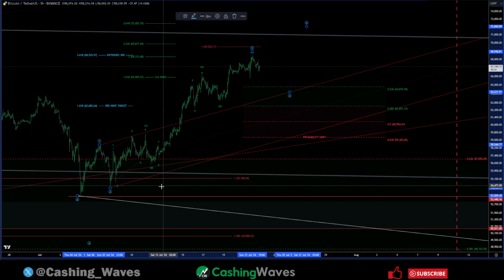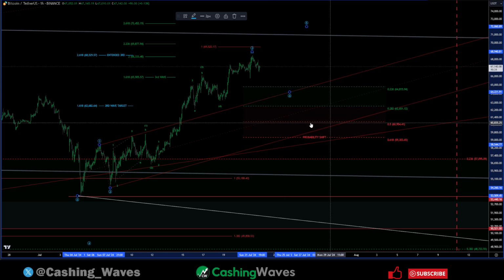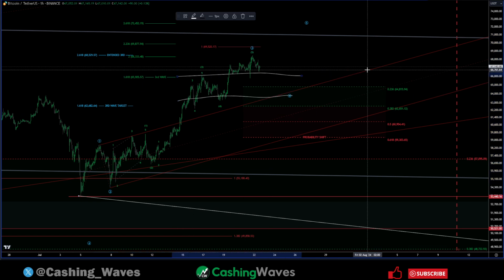Now I pulled from our wave 3 in blue. We're looking for the 236, 382. We don't really want to see the 50. We want to hold at this previous fourth wave, ideally for support.